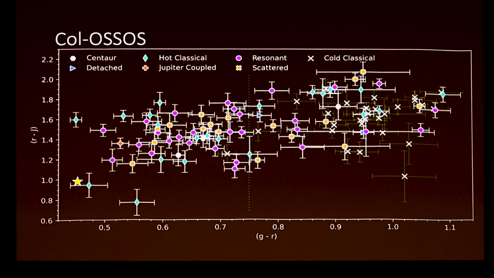And historically we see this bimodality, which has been referred to in a lot of different ways. You've got blue and red, you've got neutral and red, you've got less red and red, or perhaps the most accurate one, which is red and very red.